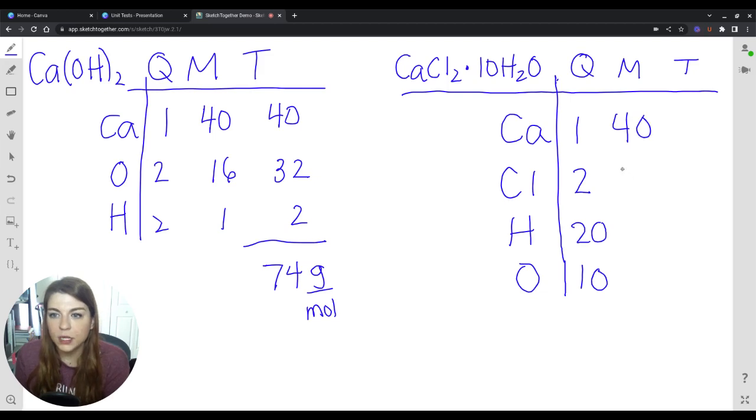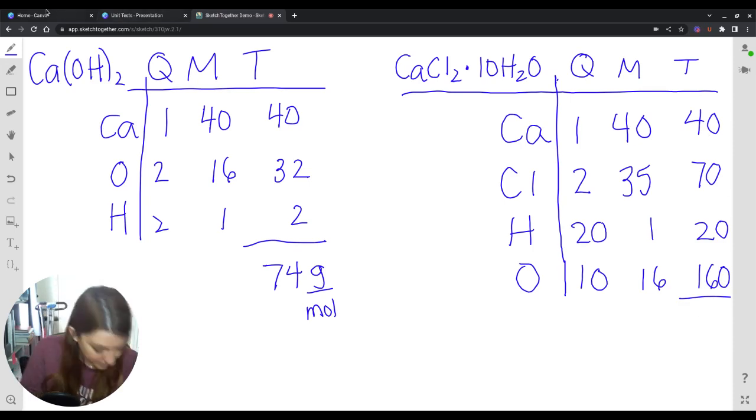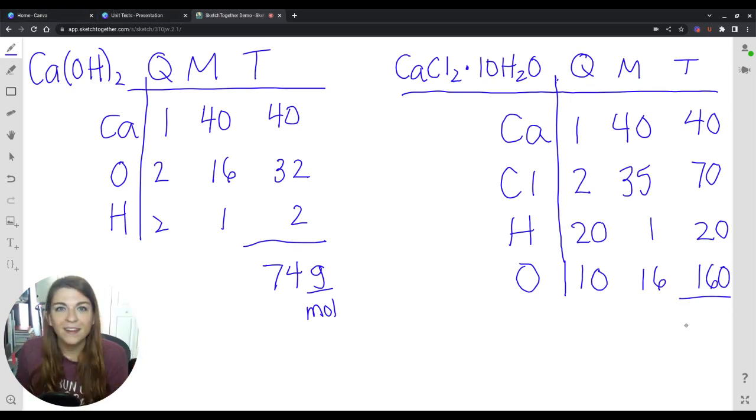Calcium again is 40, chlorine is 35.45, so it's 35. The hydrogen has a mass of 1, and oxygen is 16. Multiply across, that is 70, 20, and 160, and then we're going to add them all up going down the total column. And that comes out to 290 grams per mole.